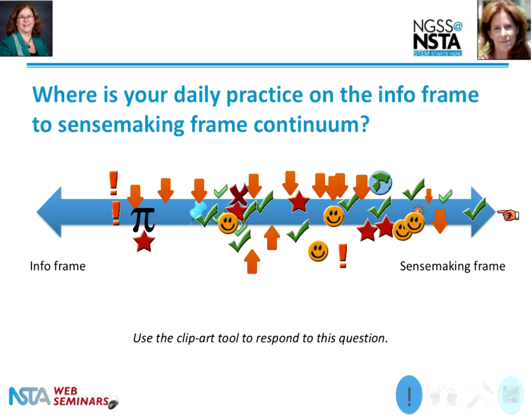Excellent. It looks like we have people all over the sense-making continuum. That's fantastic. And what this tells me is that we can also learn a lot from each other, which is wonderful. And it looks like we have Cindy back.